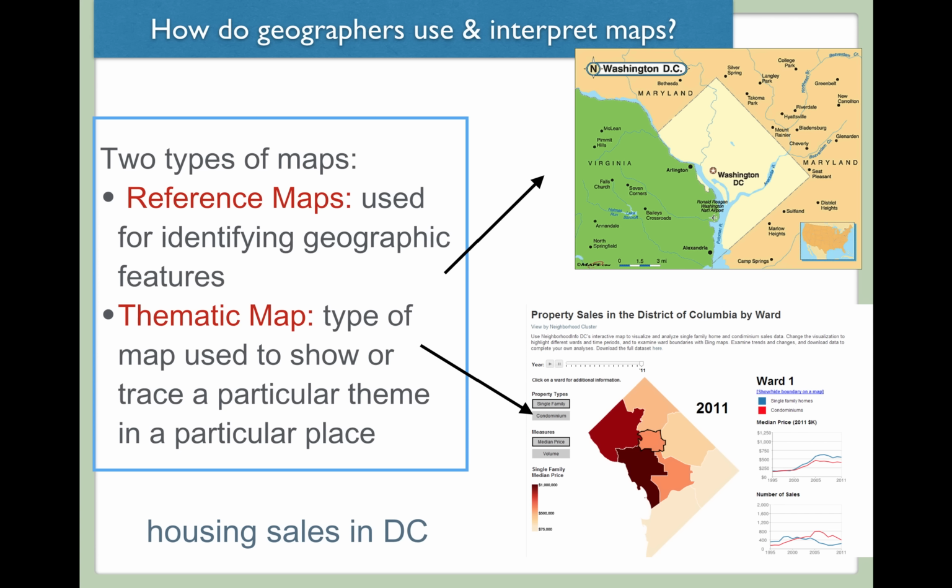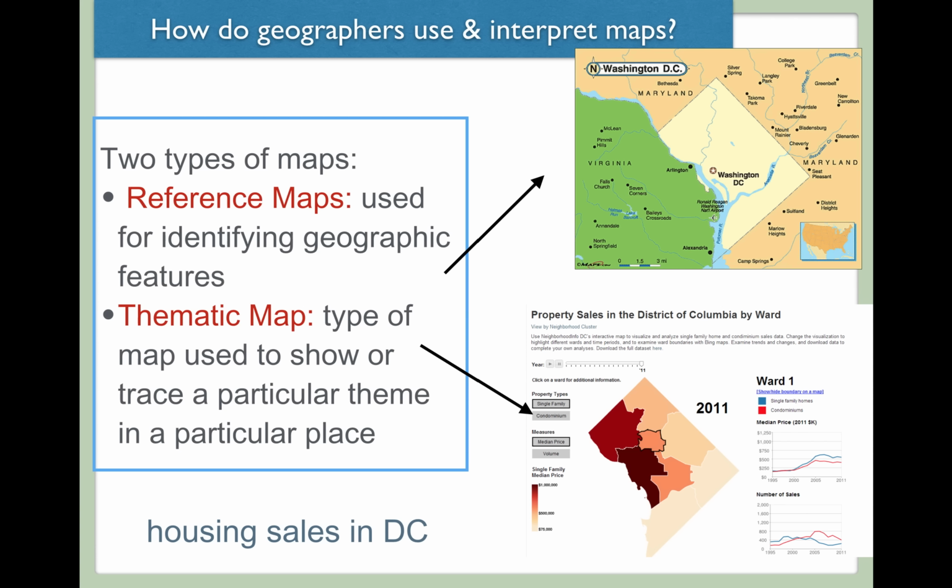Reference maps are used for identifying geographic features. It makes perfect sense if you consider the root term of reference. You're going to use it for reference to figure out where are the boundaries of Washington, D.C., where is the Anacostia River? Where is the Chesapeake Bay? What are the Potomac River tributaries? Reference maps help us see where something is located simply.